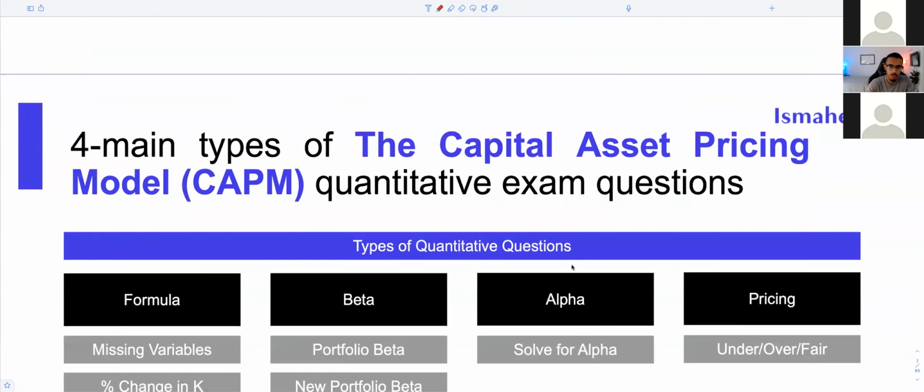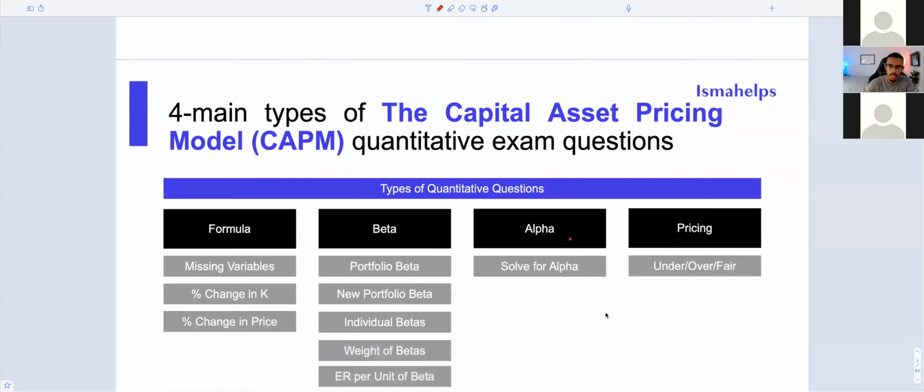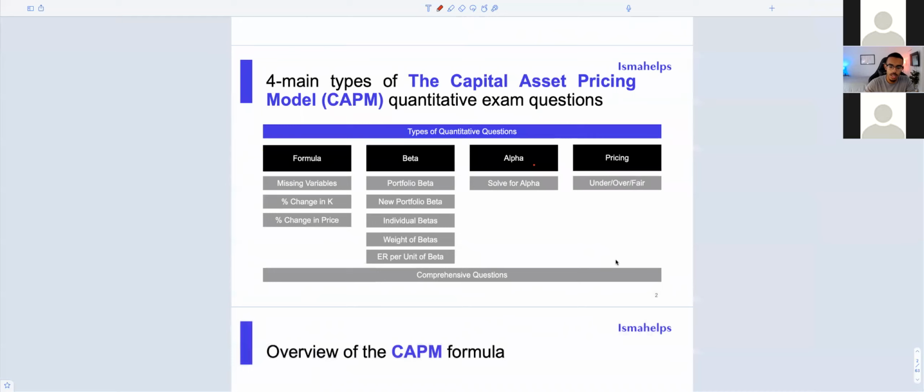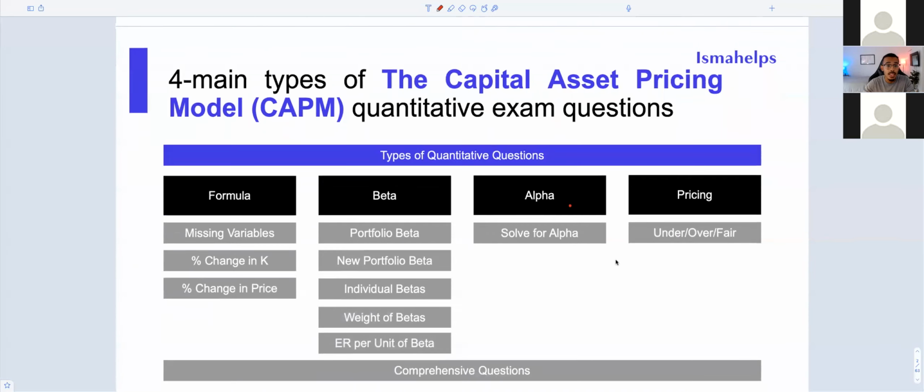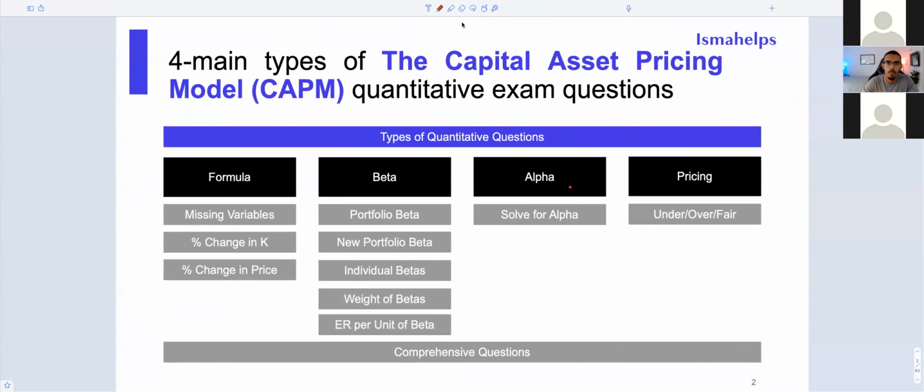Okay. So first step before we begin, it's understanding what type of questions you will see in a CAPM chapter. And honestly, under the capital asset pricing model chapter, there are 4 categories of quantitative questions you should expect. Basic formula questions, then beta questions, then alpha questions, then pricing questions.